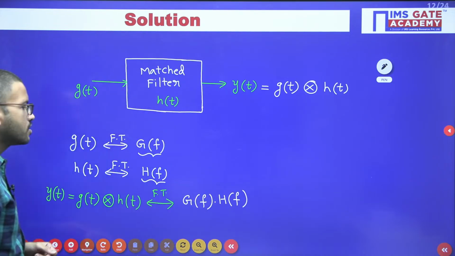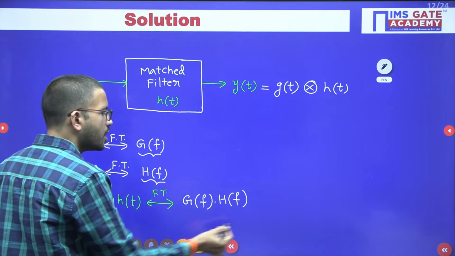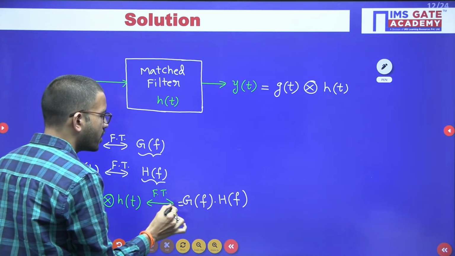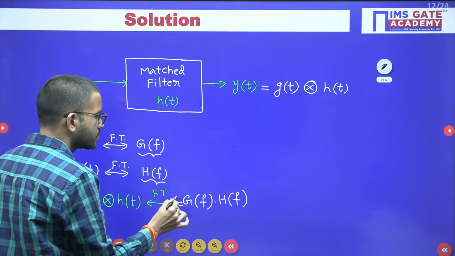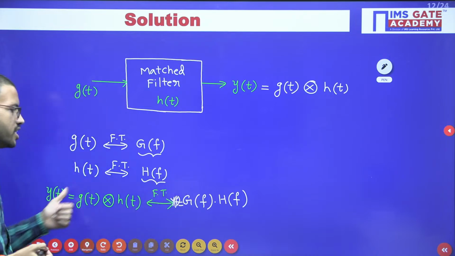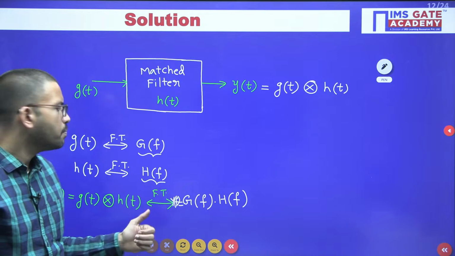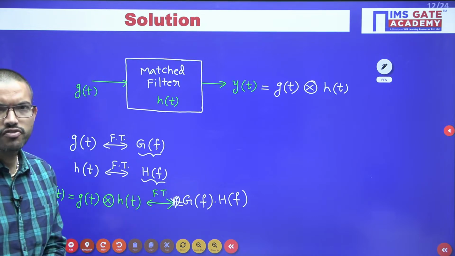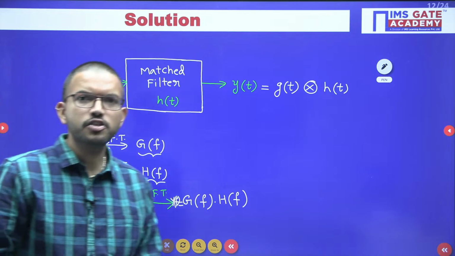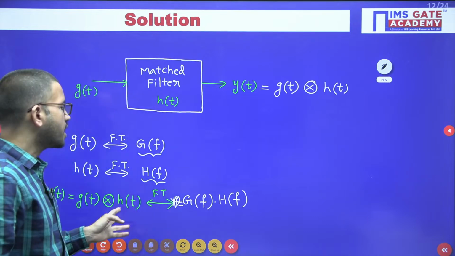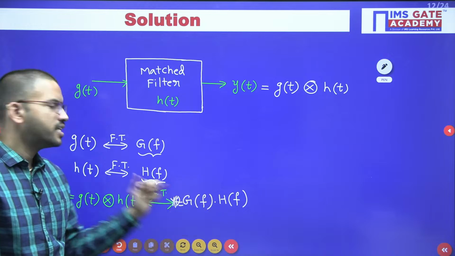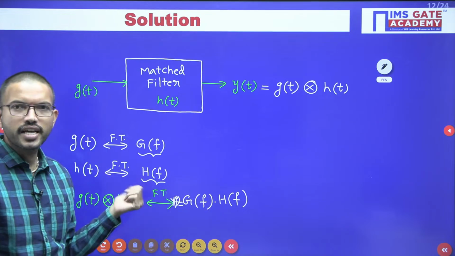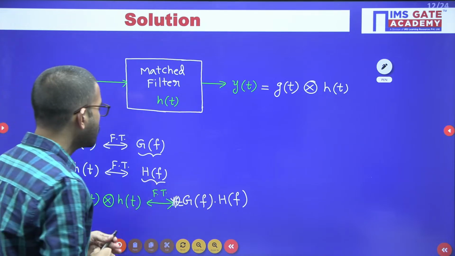So for the output, you can label it as y of f. The Fourier transform of y of t is Y of f, which is nothing but the product of the individual Fourier transforms. Yes, very good Manoj, very good. Similarly, convolution in frequency domain is nothing but multiplication in time domain, vice versa. Okay, right.